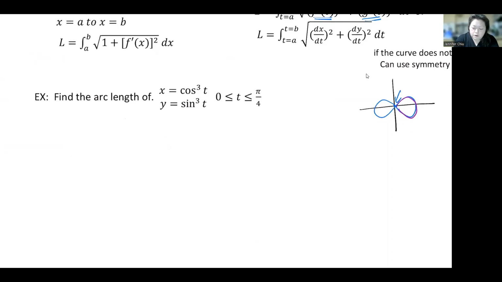All right, so for this part, find the arc length of this. So for me, I see my x component is cosine cubed t and y is sine cubed t.